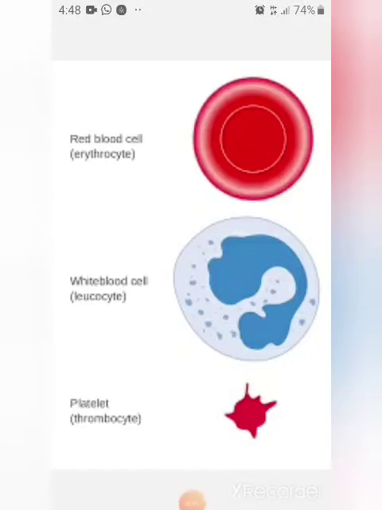Types of blood cells. First one, red blood cells, RBC or erythrocyte. Second one, white blood cell, WBC or leukocyte. Third one, platelet or thrombocyte. Erythrocyte, leukocyte and thrombocyte are the different blood cells.